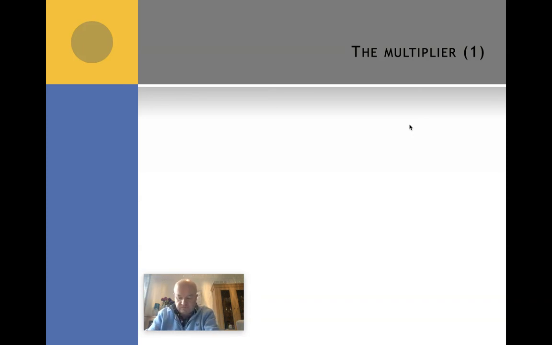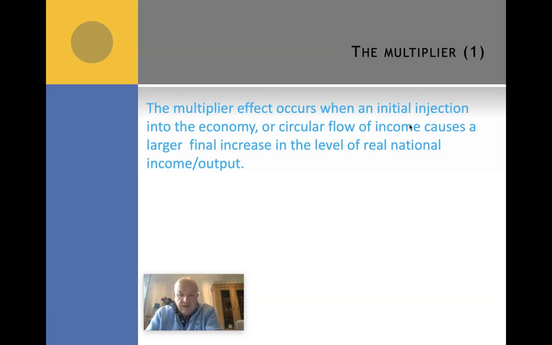Okay, so let's take a look at the multiplier next. The multiplier effect is basically when you get an initial injection into the economy or circular flow of income, and that causes a larger final increase in the level of national income or output.